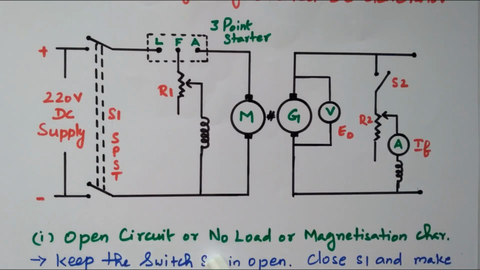No load characteristics, or open circuit characteristics. When the field current increases, the flux also increases, so that E0 also increases. All are proportional. Field current increase means the flux will increase, and flux increase means the EMF also increases. So it is under open circuit condition. The circuit is not closed, the load is not connected. Now we'll go to the graph, the open circuit or no load characteristics.